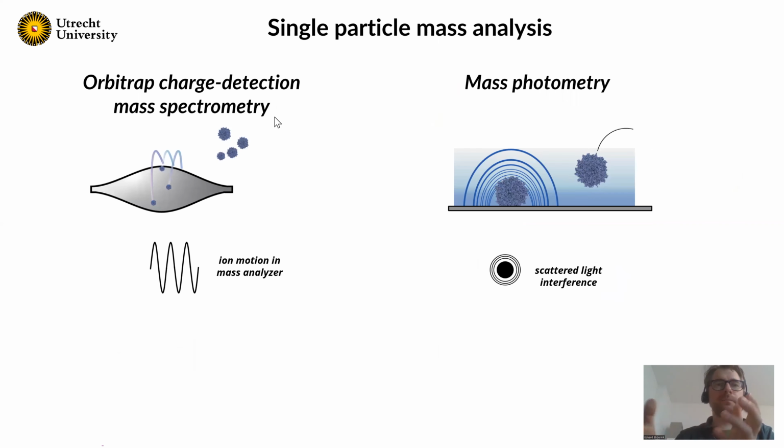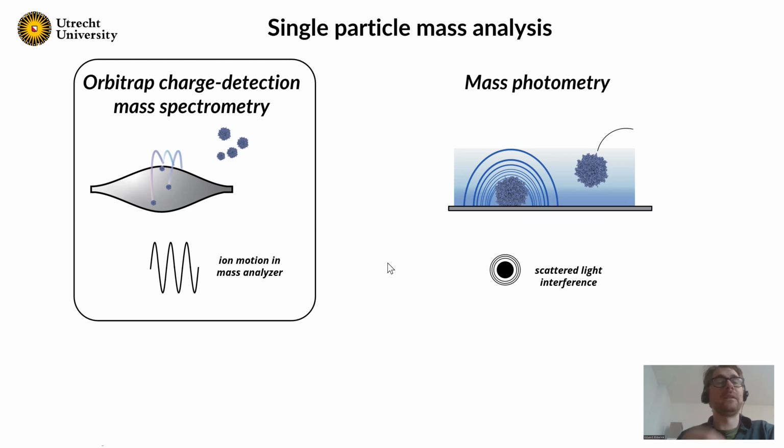So basically, we now have two methods that use the single molecule approach in order to get a mass from the AAVs. I will explain both of these techniques: the Orbitrap-based charge detection method, a little bit going forward in the previous story, and a completely different method using light and microscopy, which is mass photometry. I will show both techniques and then say how we use them to get a mass from our AAV samples.